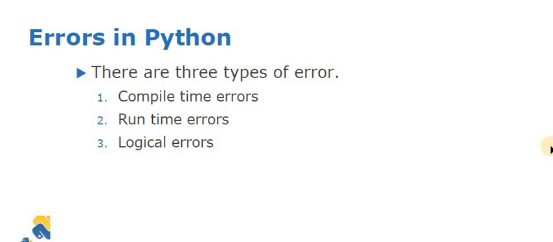Now in the Python language, basic errors are divided into three types. First is the compile time errors, another is the runtime errors, and third is the logical errors. Compile time errors means what? Whenever we are compiling, whatever rules are decided by the particular language, the compiler cannot execute those statements.